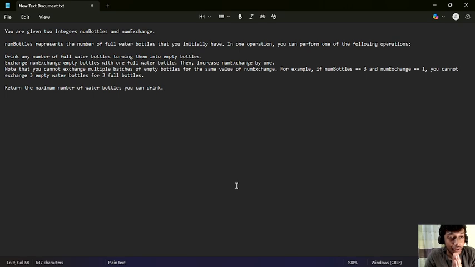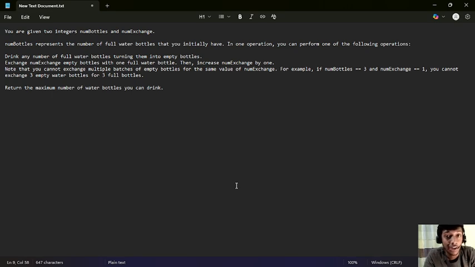The question is you are given two integers, num bottles and num exchange. Num bottles represents the number of full water bottles that you initially have. In one operation, you can perform the following operations. Let's see what those operations are. Drink any number of full water bottles, turning them into empty water bottles. Okay, the first point is if you drink any full water bottle, that will be turned into an empty water bottle.